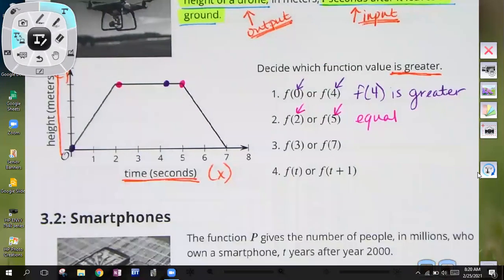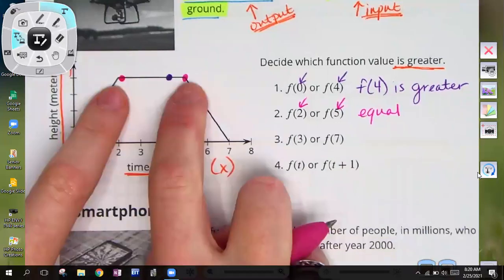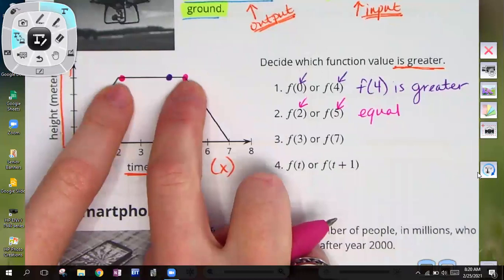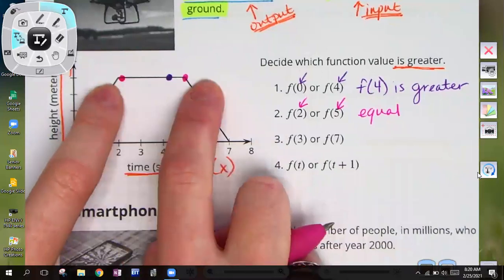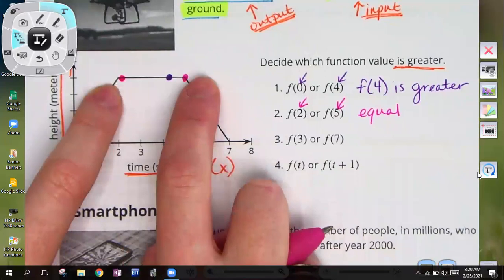F of 5, you're saying those are equal? Yes, because they're on the same line. It doesn't matter what the number is, if that's greater or not, it's on the graph. Yeah, because you have to go based on the graph.